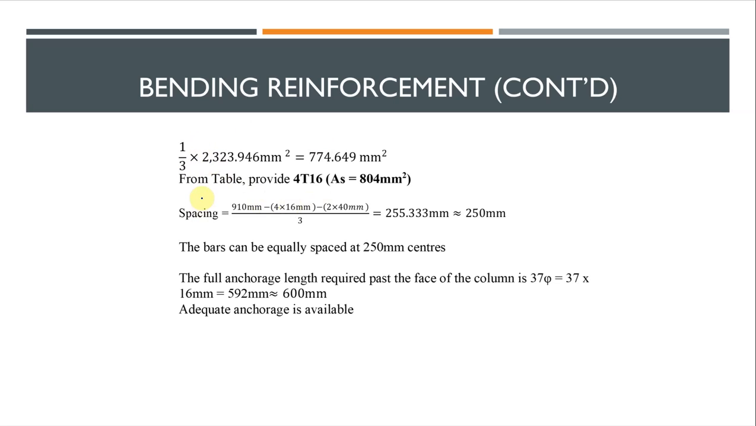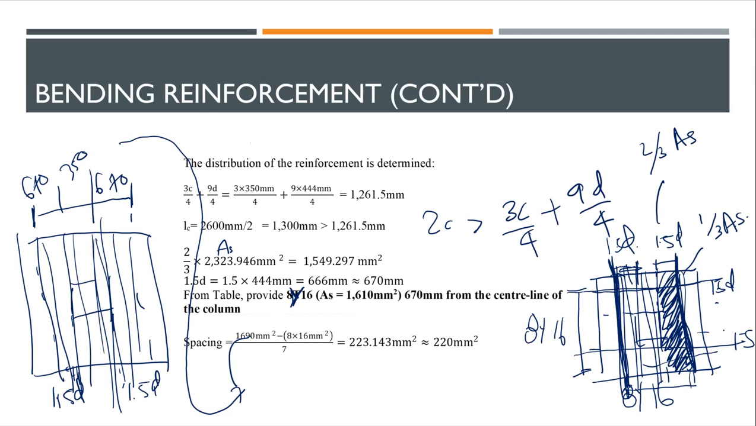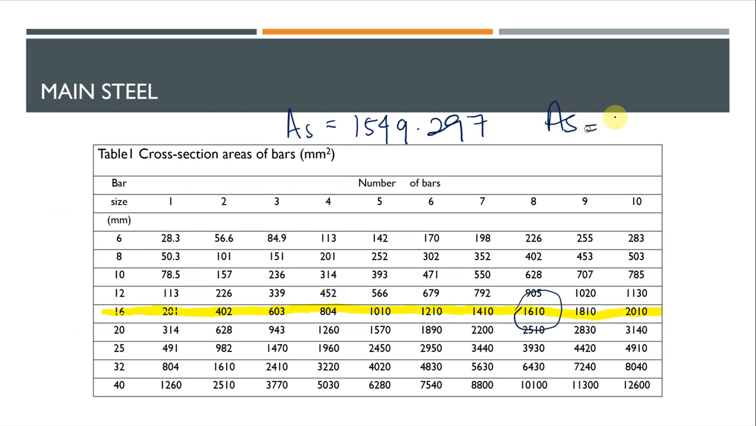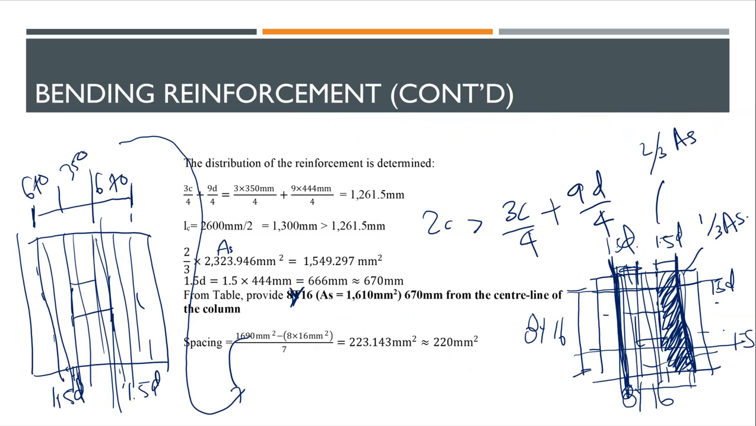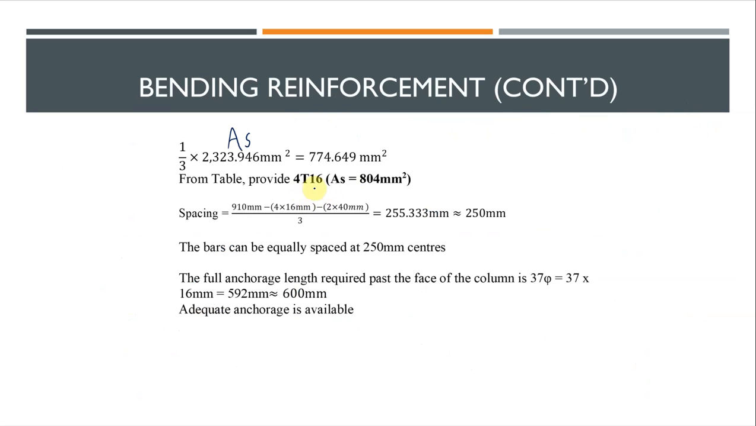So for the one third, one third of the value 2323.946, which is your value of AS, you calculate it and you will get 774.649. So how do we design? We refer to the table. 774.649, this one for one third is still 16 mm. So here I take this 804. It must be larger than the one third value of AS, 804 mm. So here I also take 4Y16, as I like. The spacing is also the same.